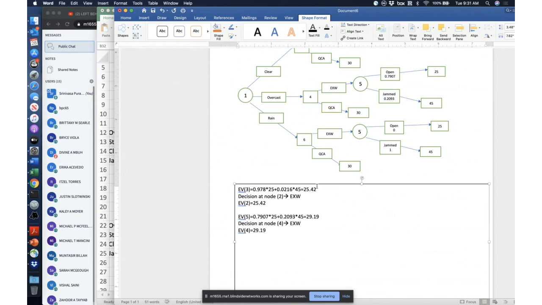And finally, what's the decision at node 6? At node 5? Sorry, what's the expected value at node 5? So at node 5, because it's raining, there is no chance that the expressway will be open. It's going to take you 45 minutes. So the expected value here is 0 times 25 plus 1 times 45, which will be 45 minutes. So the decision at node 6 is... I'm so sorry, node 7.